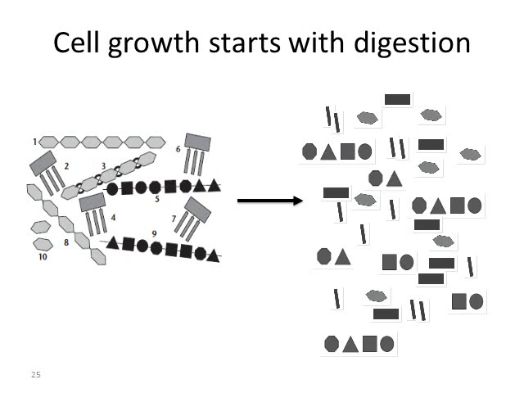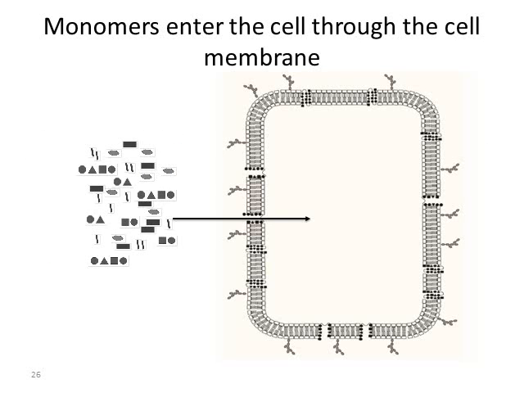Finally, to relate this to the cartoons of the molecules you have used in previous lessons, you can see that cell growth starts with digestion of the molecules, or breaking the polymers into monomers. Then, these monomers are transported through the cell membrane into animal cells. Tomorrow, we'll see what happens once they get there.